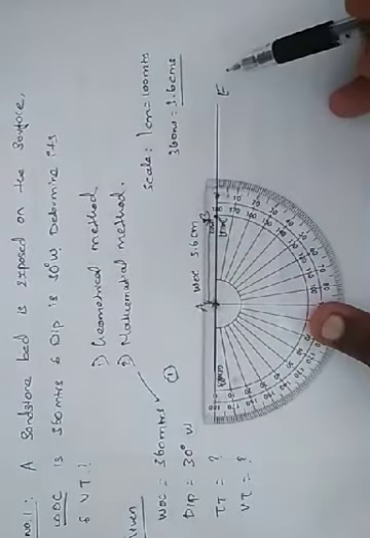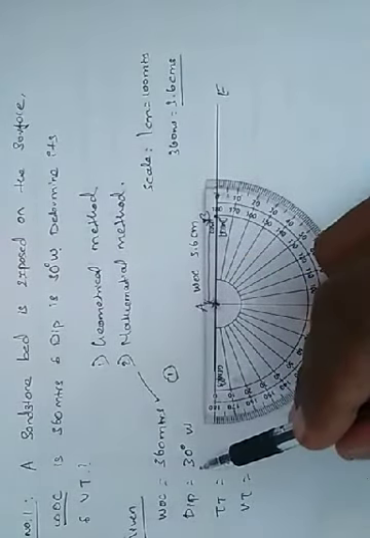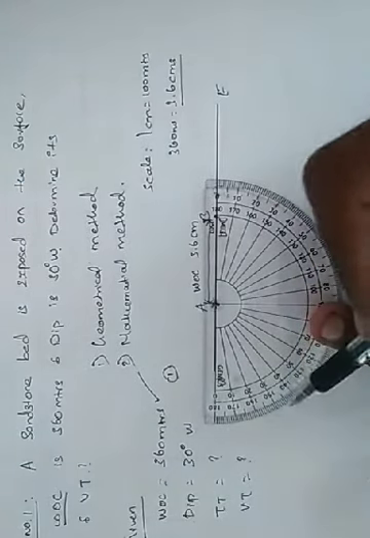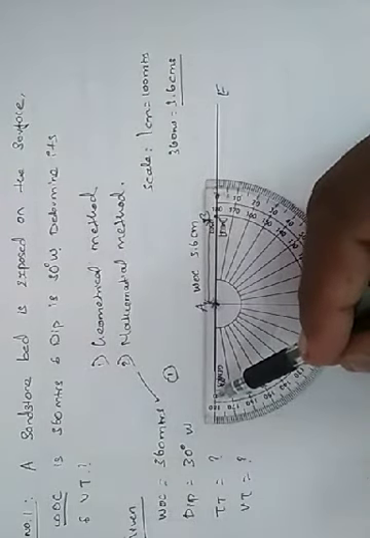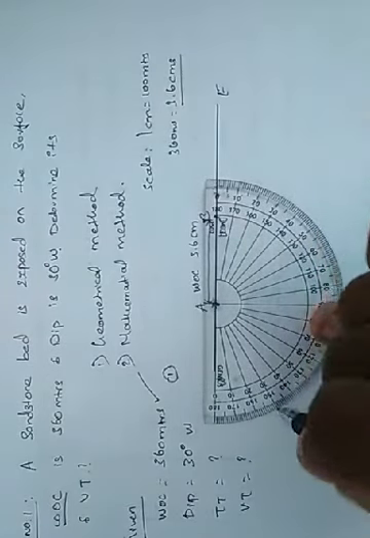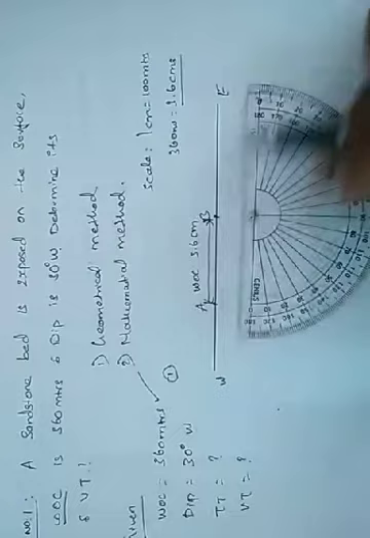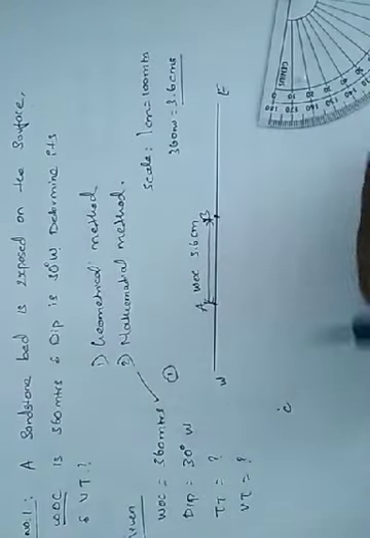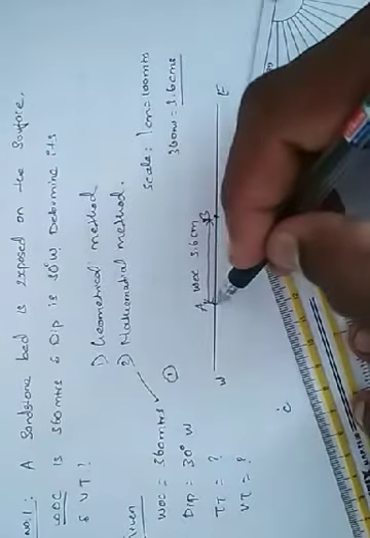See, this is our east and this is our west. So we need to measure towards the west. So 30 degrees. Here this is our 0, 10, 20 and 30. So this is 30 degrees and I will mark this point as C. Now I will join A and C.